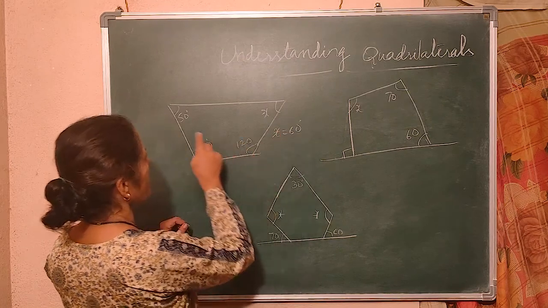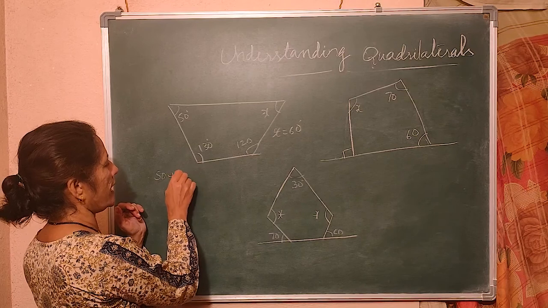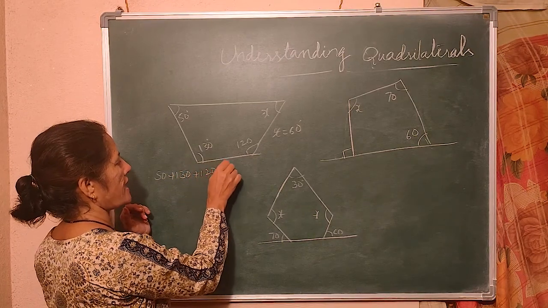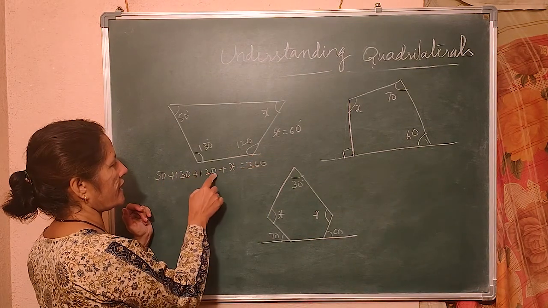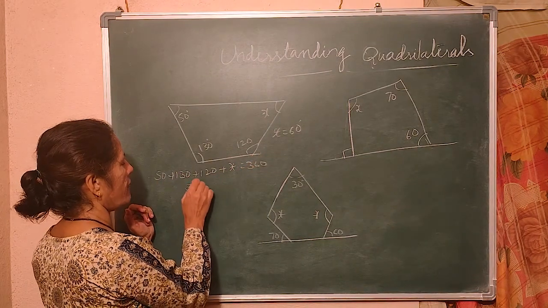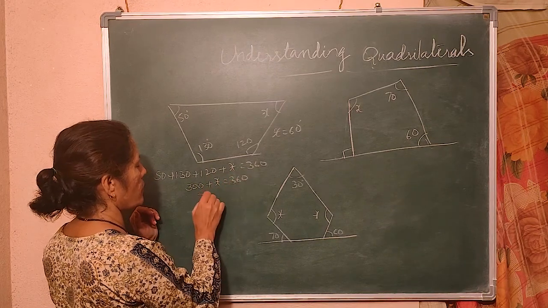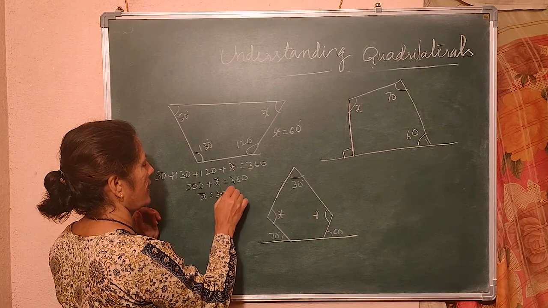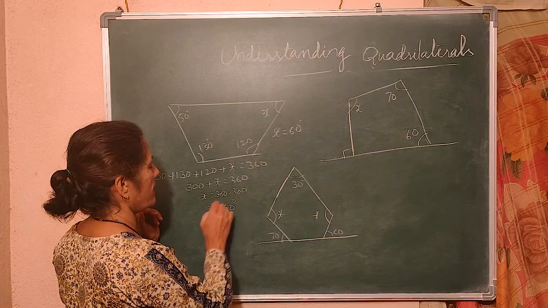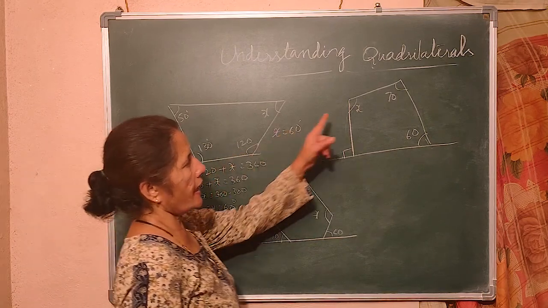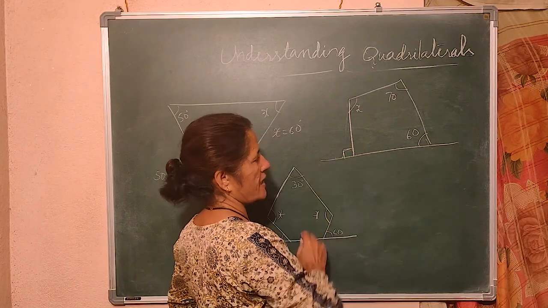You understand? 50 plus 130 plus 120 plus x is equal to 360. 50 plus 130 plus 120 is 300, so 300 plus x is equal to 360. So x is equal to 360 minus 300. How much? x is equal to 60 degrees. Next, x, 70, 60. What is the sign of this? This means this is 90.